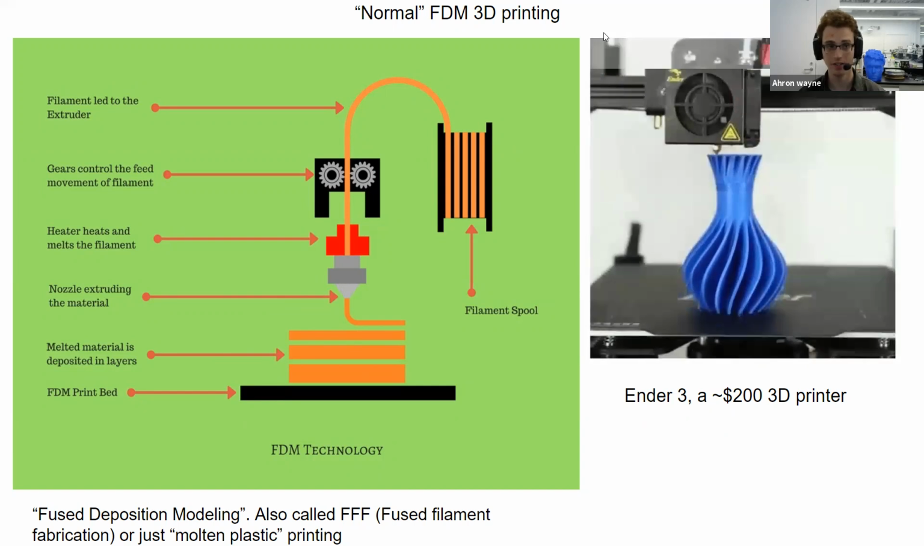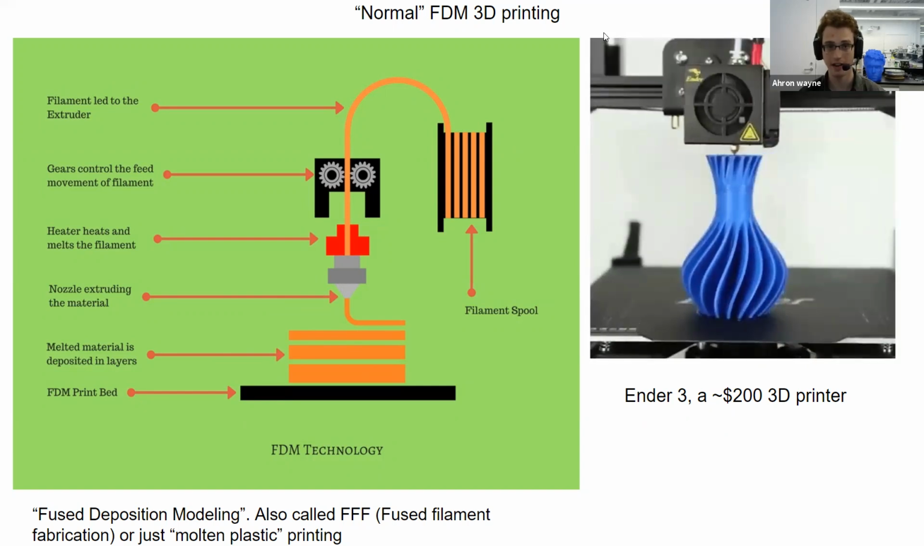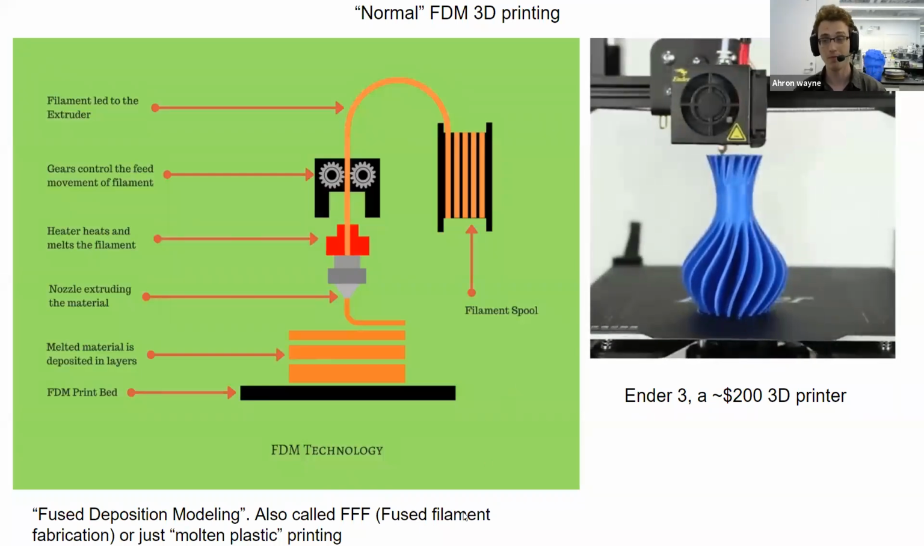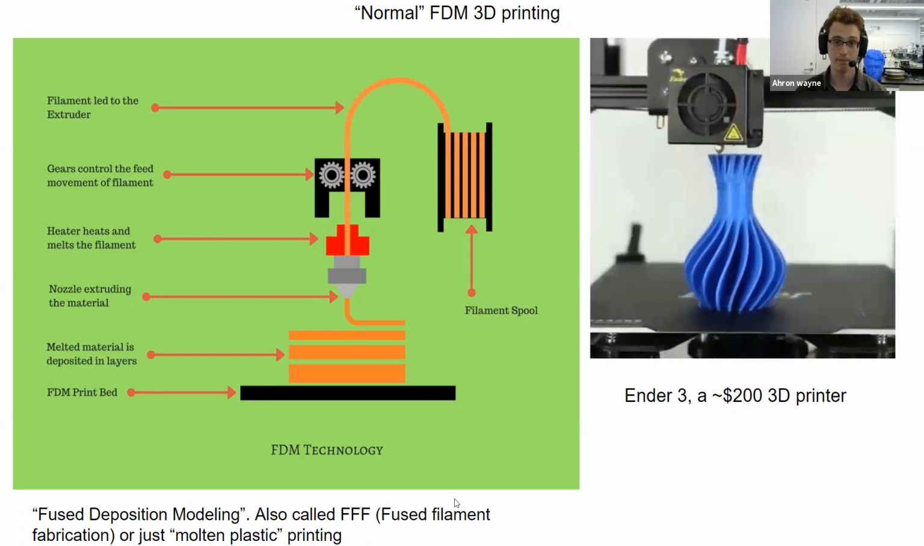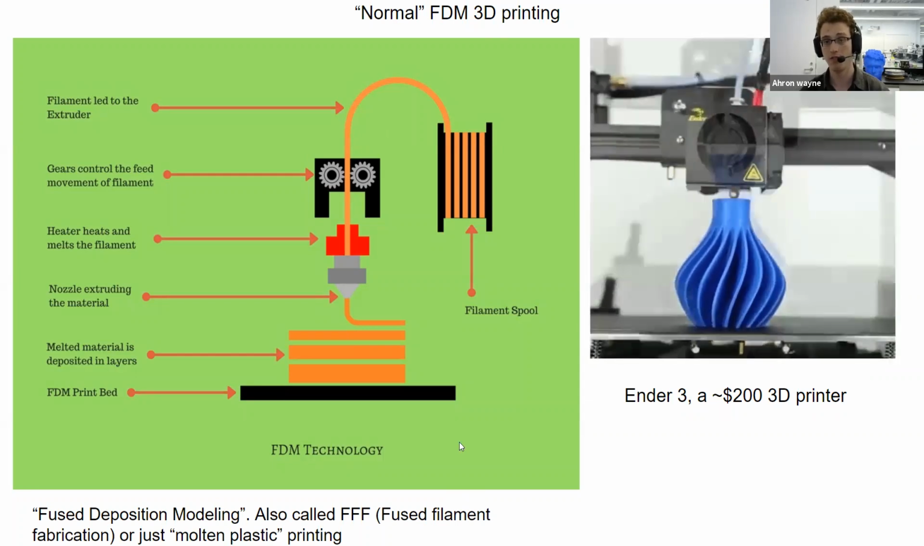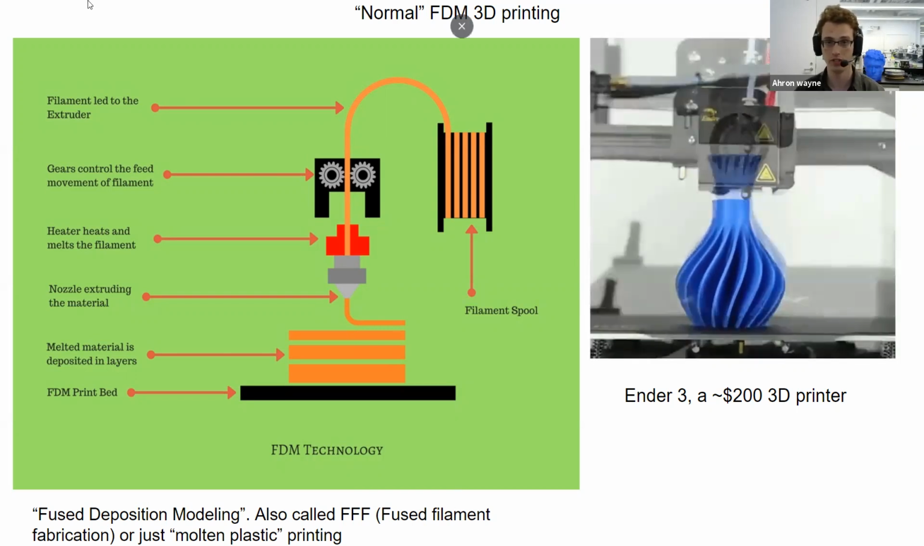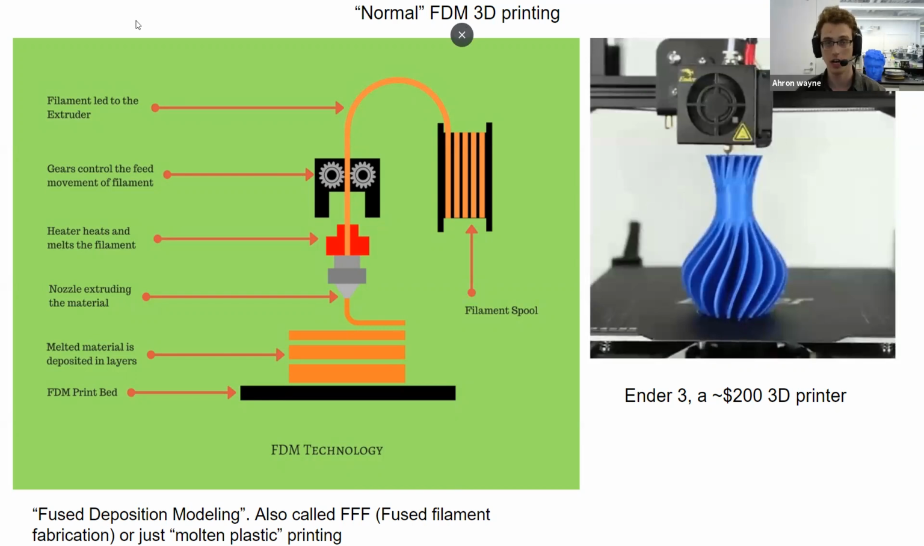The startup cost is very low, as little as a couple hundred dollars for honestly a pretty good printer. The main problem is you can't traditionally print in things other than plastic. So if you want something like different density or material properties, temperature resistance, electrical conductivity, you can't get that with just regular plastic.